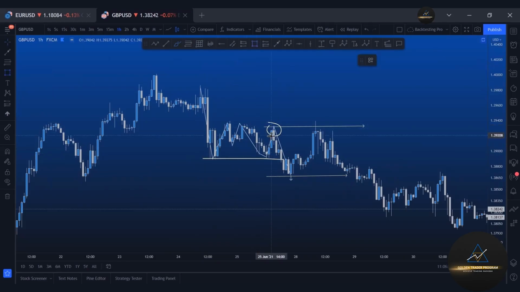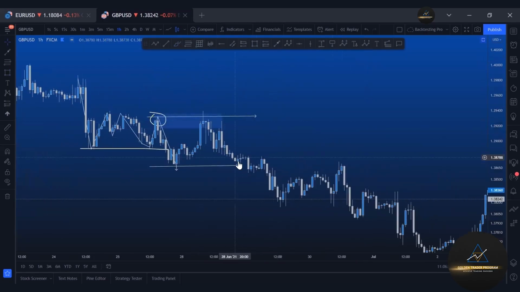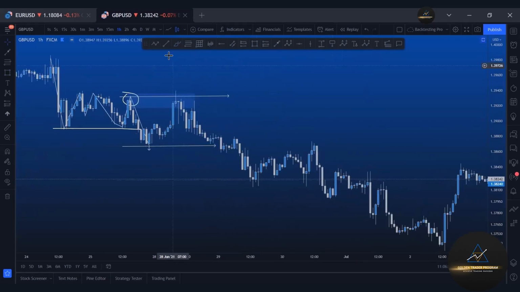Obviously, we add in our levels, as you can see here. And what do we have? A drop to the downside. And we just follow the market on the way down. Follow the market on the way down. This, to me, hasn't broken structure. Again, it's just a liquidity grab. And finally, there's a break of structure.